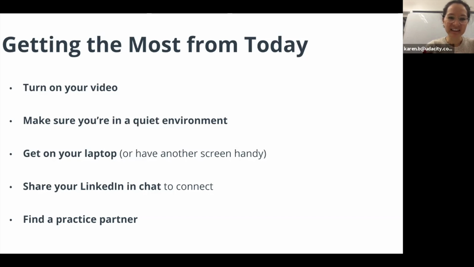And then finally, one of my biggest tips is to share your LinkedIn profile in the chat so that you can connect. This is because this session is not the goal. The goal of this is to find someone that you can practice with again and again and again. Because the more you practice, the more confident you'll be, and the more confident you are, the better you'll perform in the technical interview.